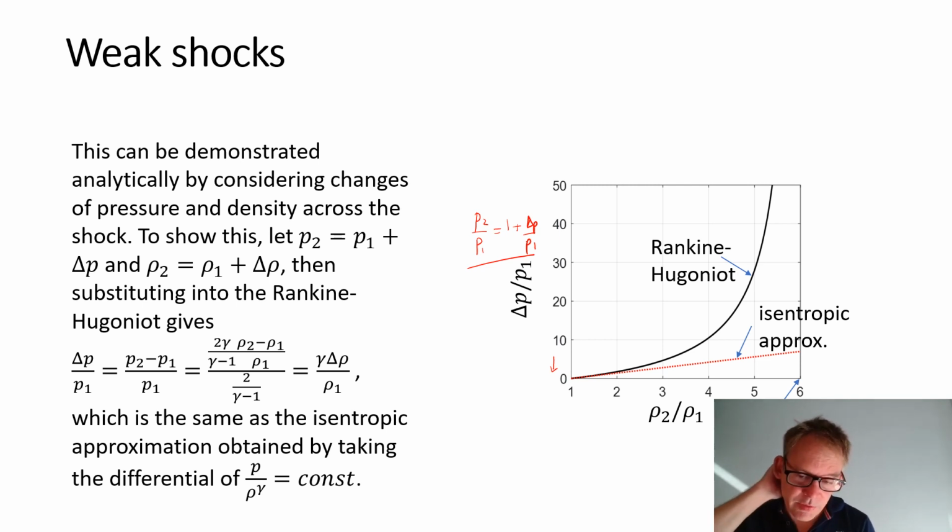So when the shocks are very, very weak, the pressure change is proportional to the density change, with the coefficient of proportionality being the isentropic index. Throughout most of the course, apart from a couple of examples on CO2, we take it to be 1.4.